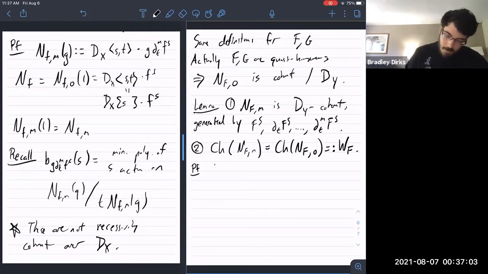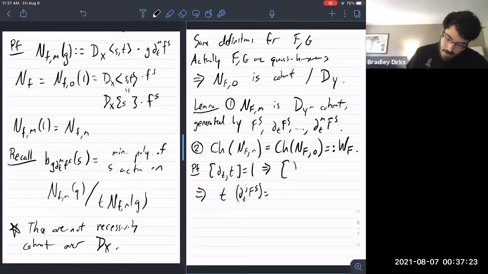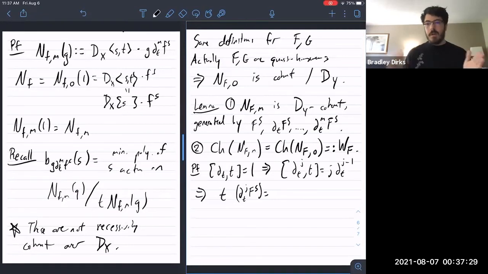So the proof is not so bad. Remember that these things commute, they have this commutation relation. That implies, if we look at the action of T on any D_t^j f^s, that this alone implies that D_t^j times T is equal to T D_t^j plus j D_t^{j-1}. You can prove this by induction, just using this initial commutation relation.